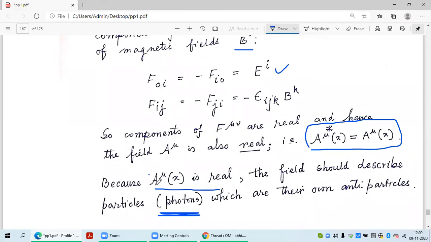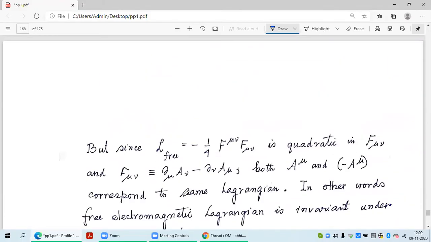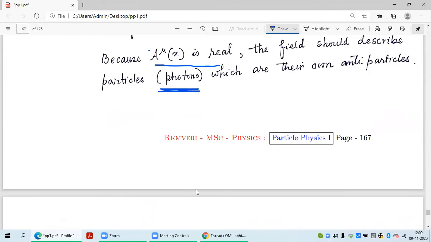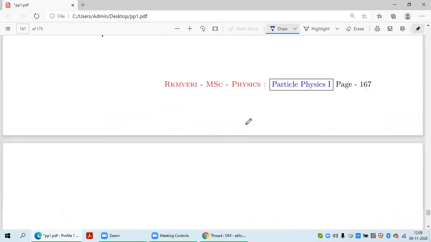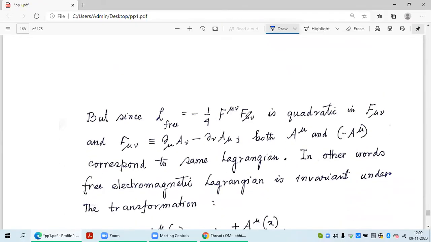and since this is a real field, this particle should be its own antiparticle, because the charge conjugation operation we always associate with the complex nature of these fields. Okay. Now there is a small catch here. Slowly, I am moving towards interactions in the context of the electromagnetic field.